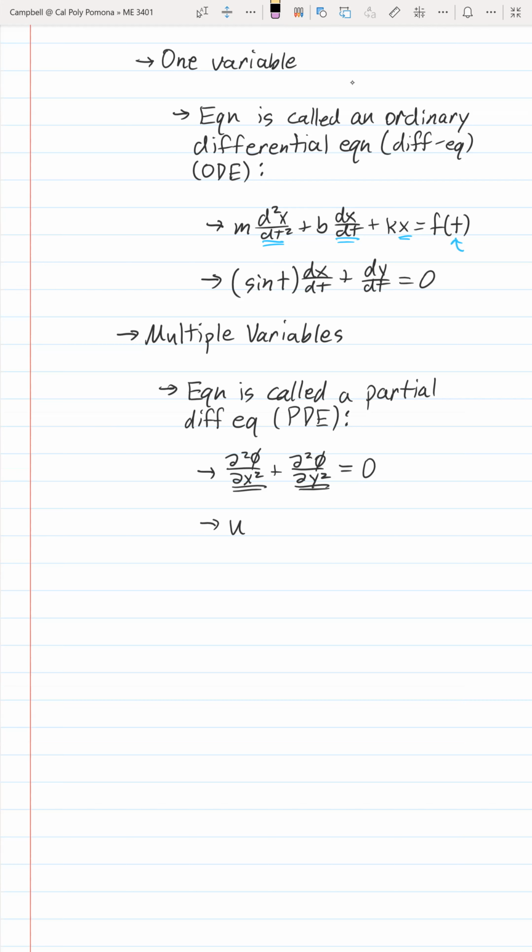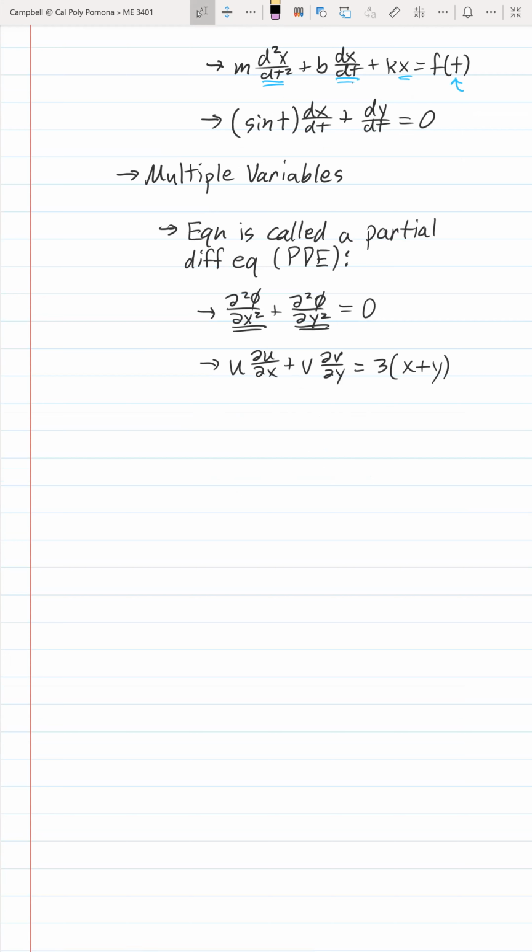So another one, how about u du dx plus v dv dy is equal to 3x plus y. And so here, since we're taking the derivative again with respect to both x and y, that would be a partial differential equation. Now, this second example just deals with first derivatives. So we can see that another important property of a differential equation is the order.